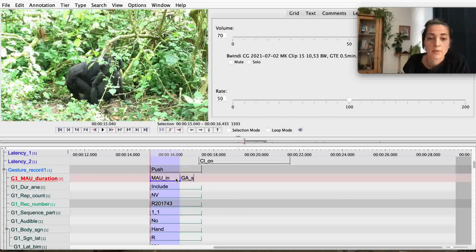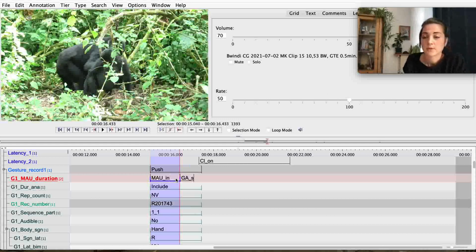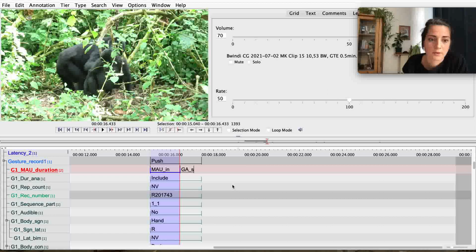So the minimal action unit is the basic part of the gesture action that discriminates it against all other gesture actions. And this is also the start from where we measure response waiting. But I will talk about that a bit more later.